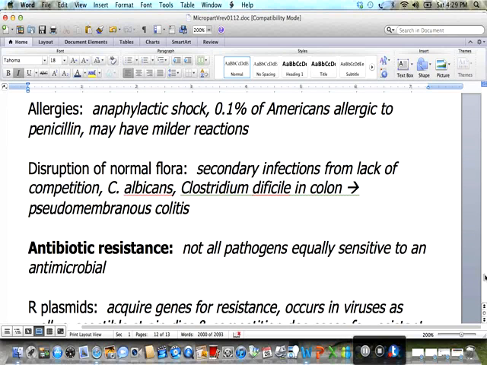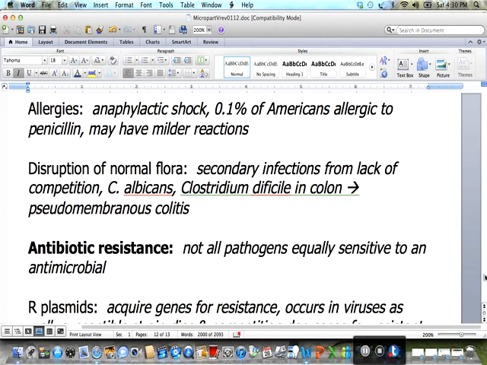Antimicrobials also disrupt the balance of the normal flora, leaving a person at risk of secondary infection from the lack of competition. Candida albicans frequently multiplies with the lack of competition. Another common secondary infection is Clostridium difficile in the colon, causing pseudomembranous colitis.